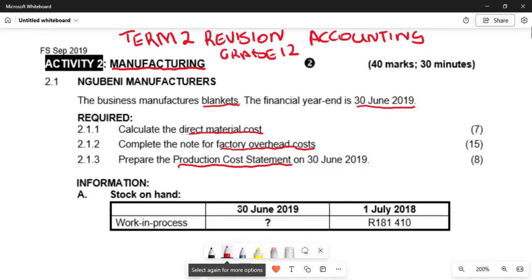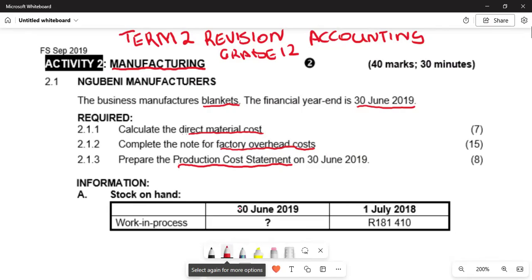2.1.2, we are asked to complete the factory overhead cost. What are the factory overhead costs? Factory overhead costs are the indirect costs associated with the running of the factory, where we can talk about cleaning, maintenance, wages and salaries. Those are the indirect costs. Also, 2.1.3, we are asked to prepare the production cost statement on 30 June 2019. The production cost statement summarizes the cost of production, whereby we can say direct material cost plus direct labor cost plus factory overhead cost. All in all, we make what?